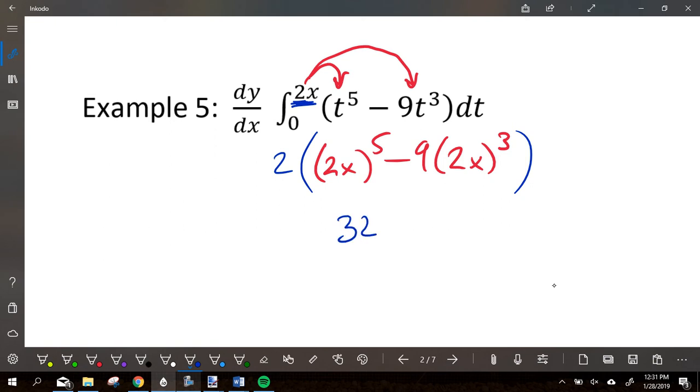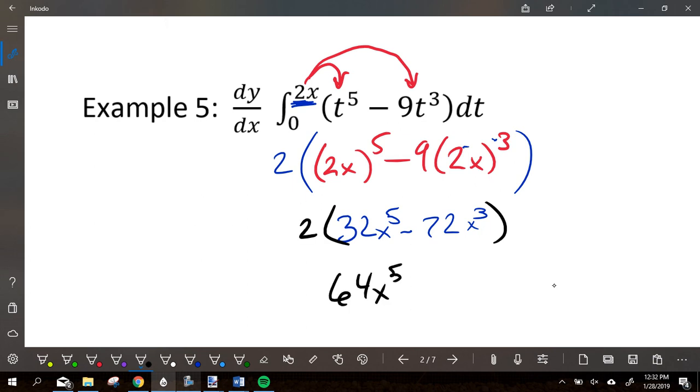2x to the 5th is 32x to the 5th because I'm taking it to the 5th power: 2 to the 5th, x to the 5th. Minus 2 cubed is 8, times 9 is 72, x cubed. I still haven't multiplied that by the 2 yet. My final answer, simplified, is 64x to the 5th minus 144x cubed. You might not have simplified. If you left it just like that, you're good. The simplified answer's on the bottom.